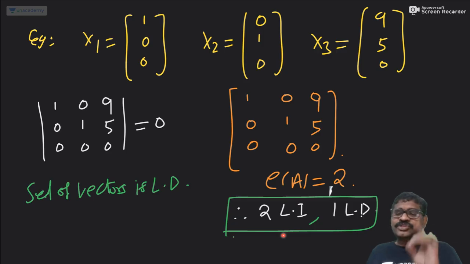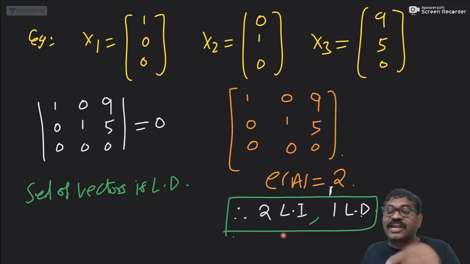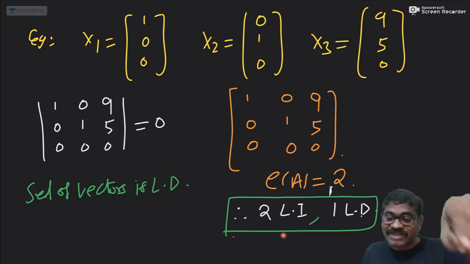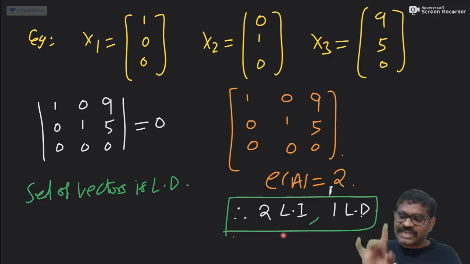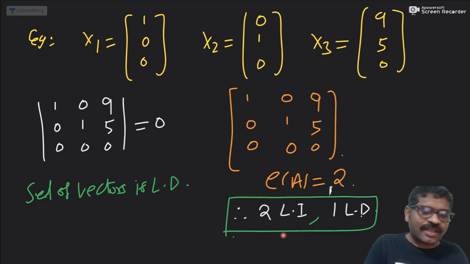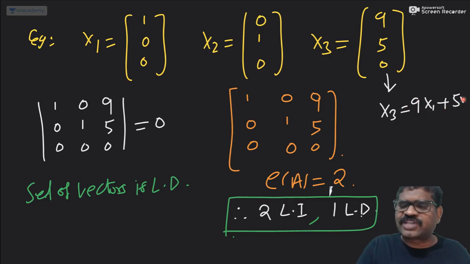So by determinant procedure, we can understand whether the set is independent or dependent. By rank procedure, we can understand how many are independent vectors among the given set. No method gives us which vector is dependent. Please understand this point. One student can write x3 in the form of 9x1 plus 5x2.